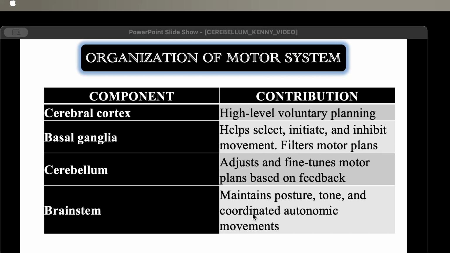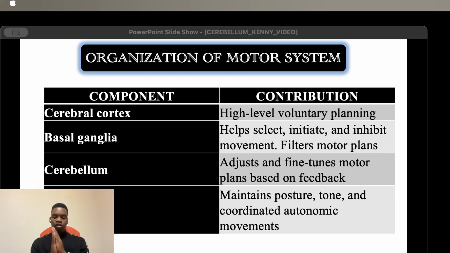It has got the vestibular nuclei. So we have vestibular nuclei that are located in the brainstem that will help in maintaining posture and tone, and coordination of this motor autonomic movement. Autonomic movement is to say, we call them involuntary movements, and no wonder, because we discussed this involuntary control, and examples of them.